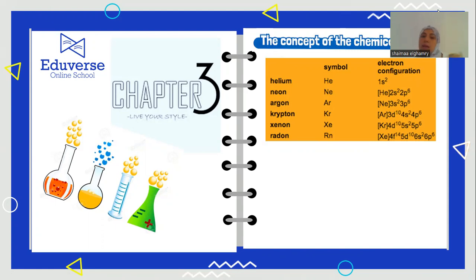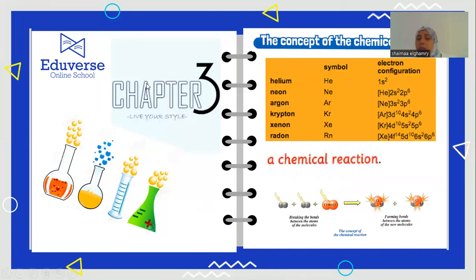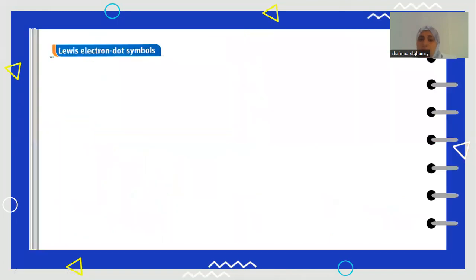So the elements tend to share in any chemical reaction to reach stability and to achieve the electronic configuration of the nearest noble gas. So what is meant by the chemical reaction? The chemical reaction concept means the breaking of bonds in reactants and forming new bonds in products. Breaking the bonds in reactants needs energy, and forming new bonds releases energy.